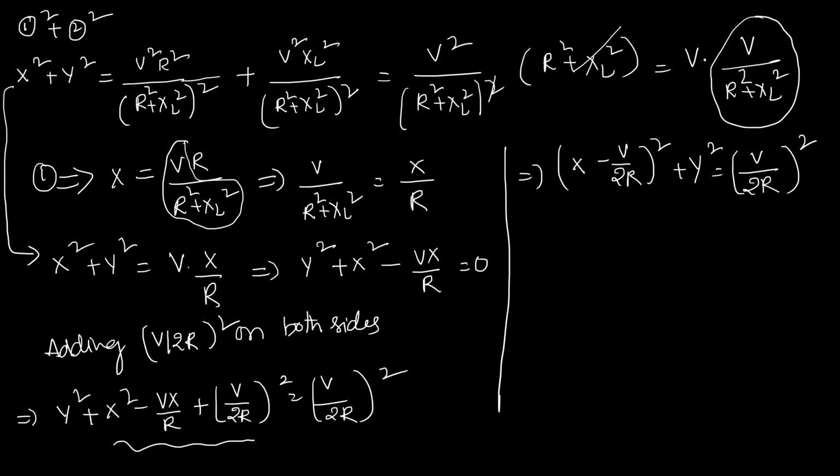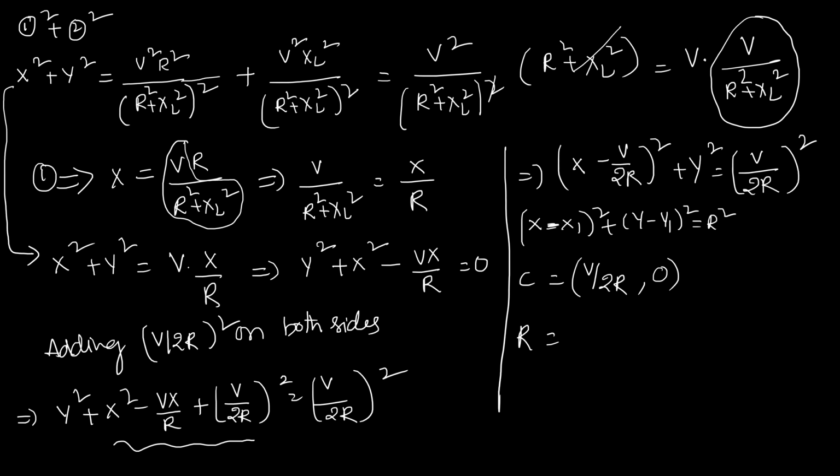Now compare this equation with the equation of the circle. What is the equation of the circle? x minus x1 whole square plus y minus y1 whole square is equal to radius square. So now what is the center? The center is x1 comma y1, that is V by 2R. Is there any y1 term? No, so 0. What is the radius now? This is V by 2R.